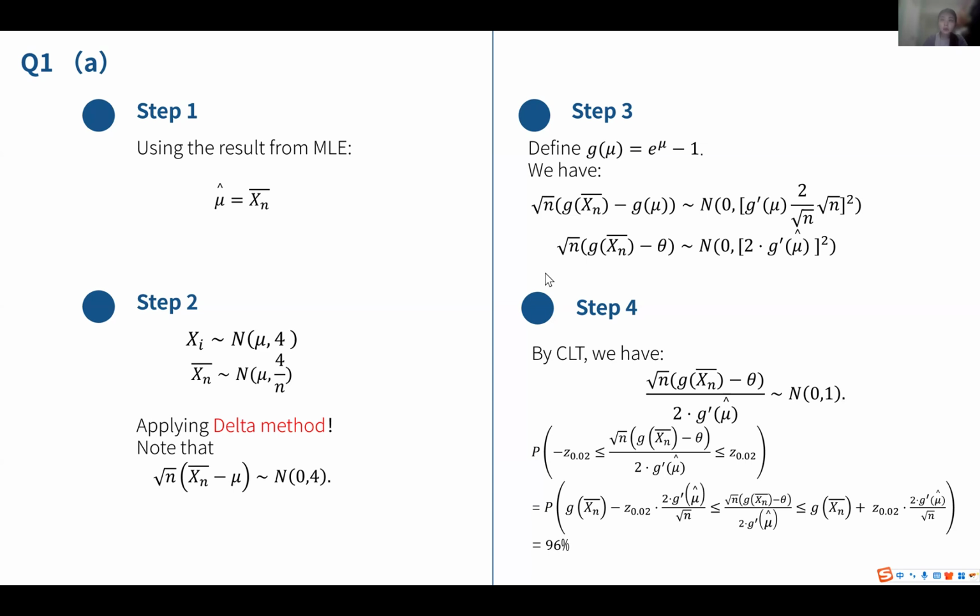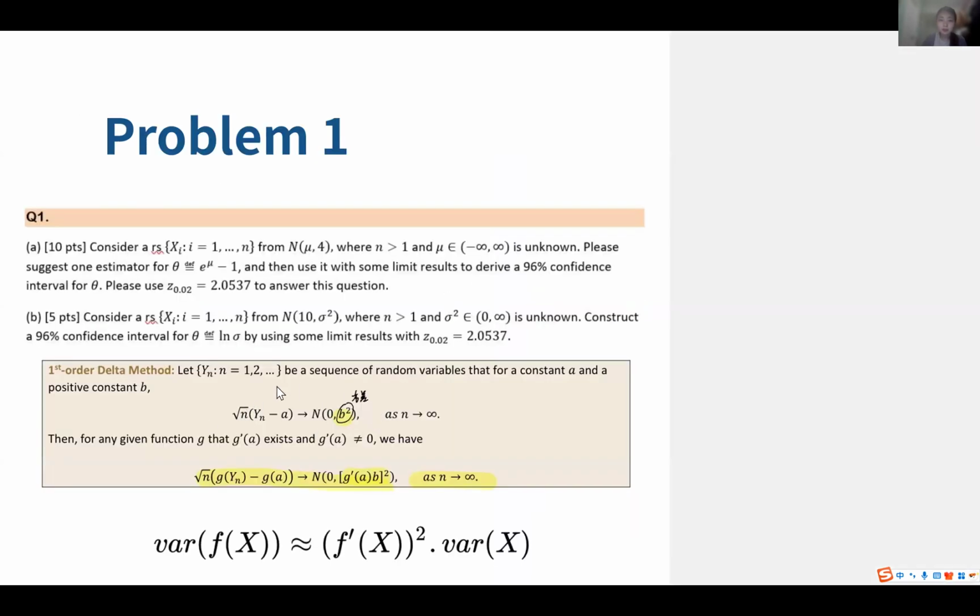For step 2, we know that xi follows the distribution in mu4, so xn bar follows the distribution in mu4 minus n. From xn bar following this distribution, we can have the function at the bottom of step 2. So it's very similar, right? It is very similar to this function, right?